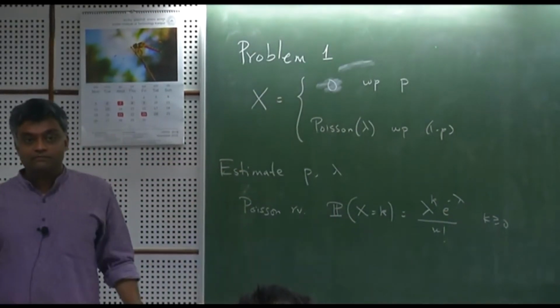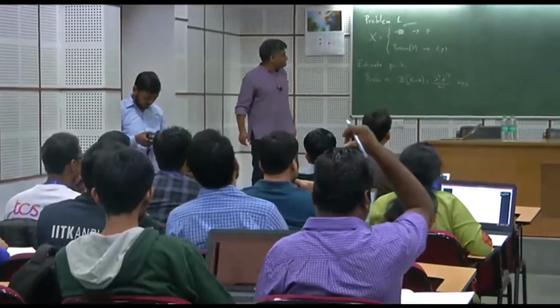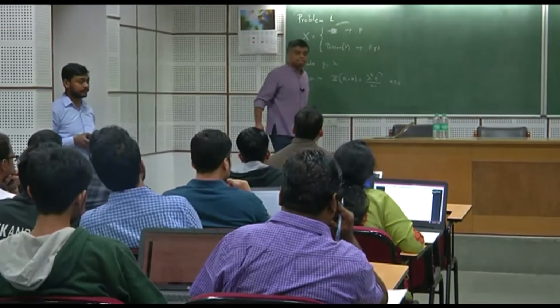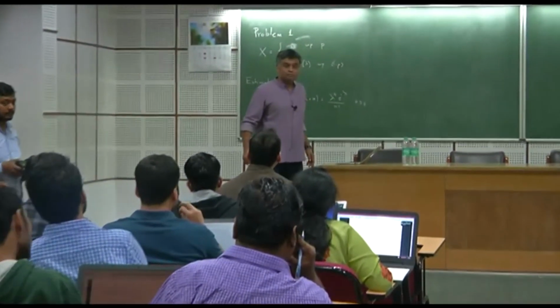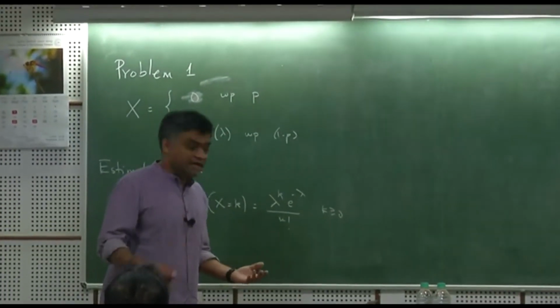Question? So what value of k do we get Poisson as 0? K equal to 0. No, but there still remains e raised to minus lambda, right? What's that? No, but that's the probability, remember? The value that you get is k.